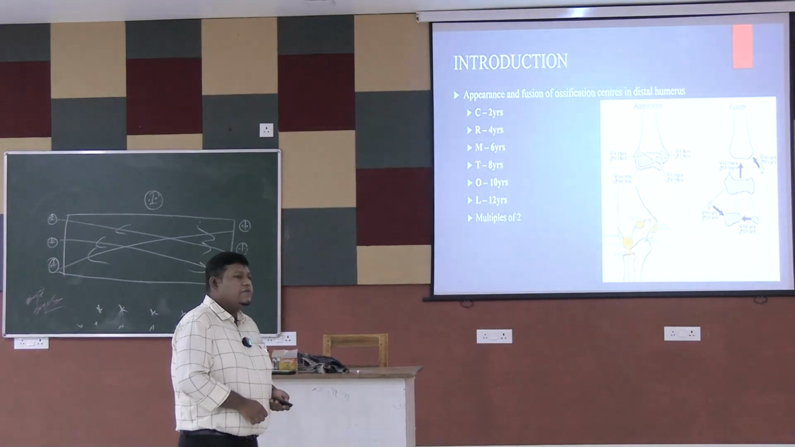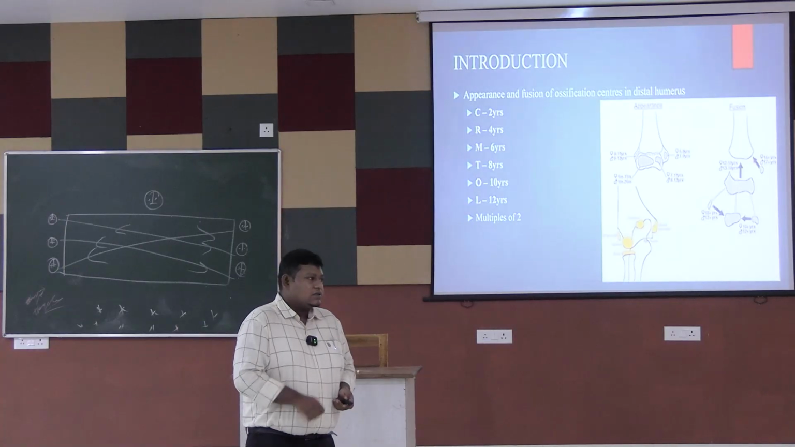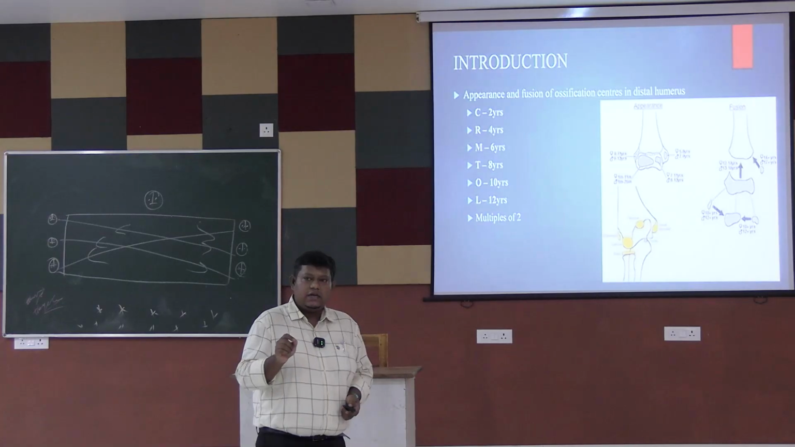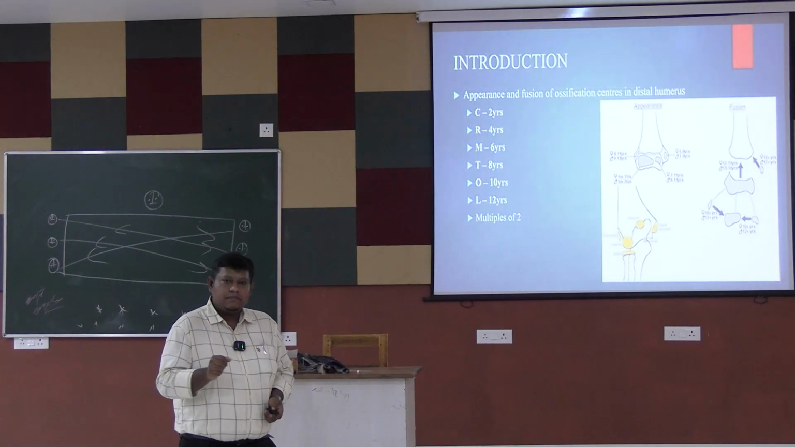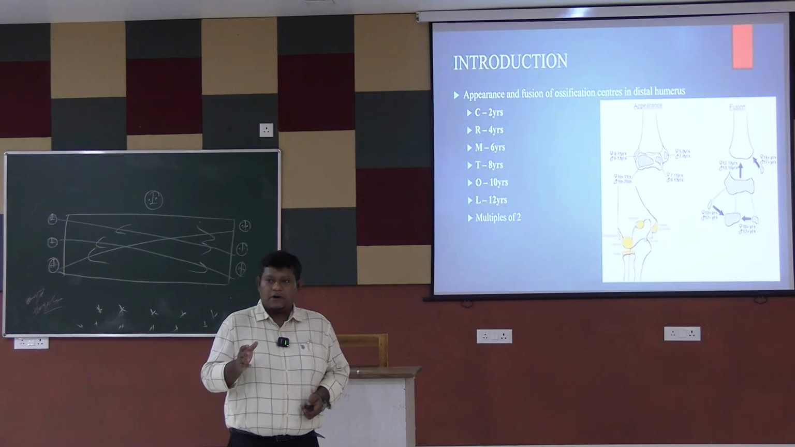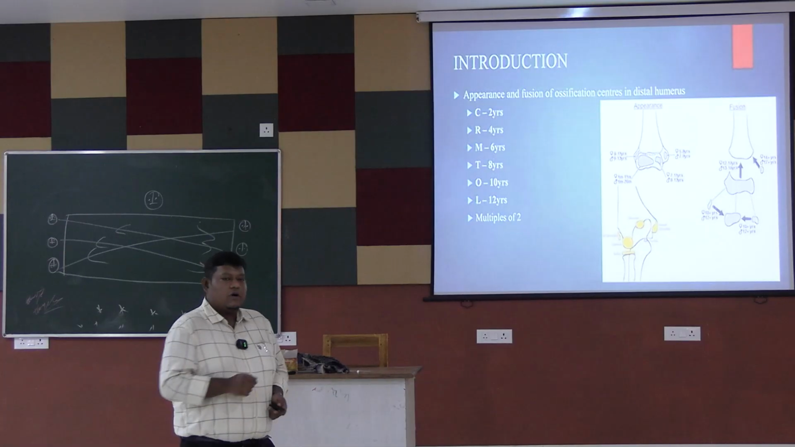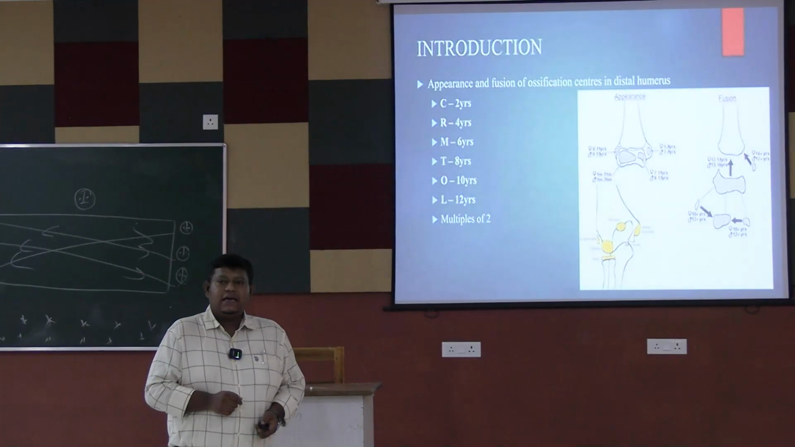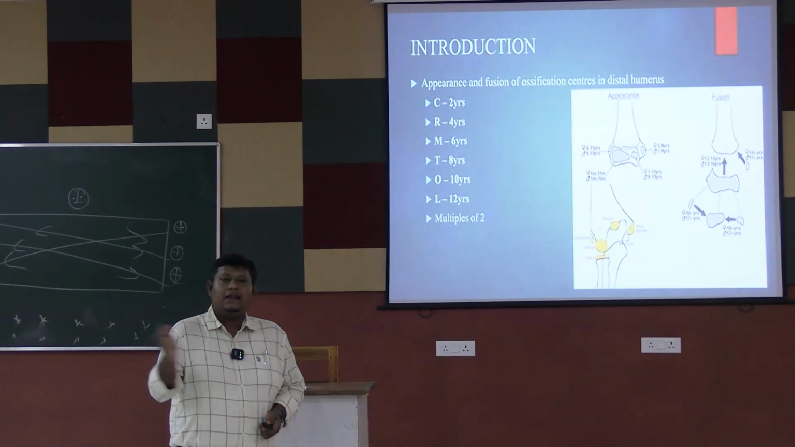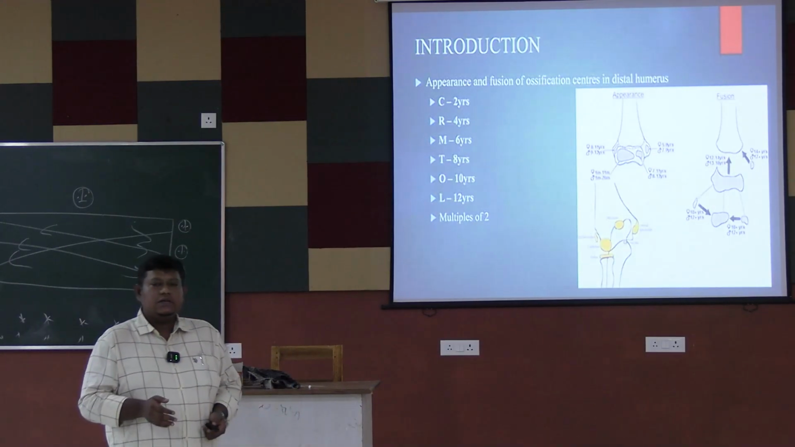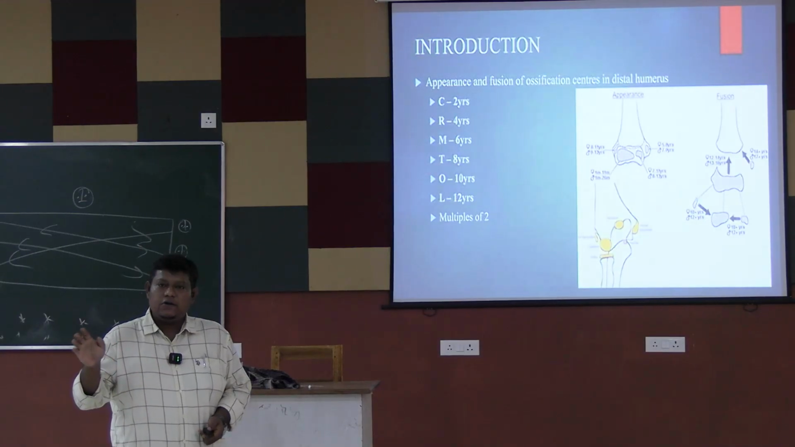Now coming to the ossification centers. You can easily remember the ossification centers with the abbreviation CRITOE. C for capitulum, R for radial head, I for internal condyle. Internal condyle means medial epicondyle. T is trochlea, O is olecranon, and E is external epicondyle. External epicondyle means lateral epicondyle. How can you remember the ossification center ages? It's all even numbers: 2, 4, 6, 8, 10, 12. CRITOE, 2 to 12.